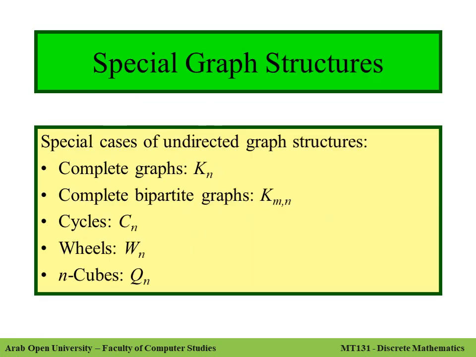Next, we would like to look at special graph structures. And here are the types that we'll look at. We'll look at complete graphs, which is Kn, complete bipartite graphs, which is Kmn. We'll look at cycles, which is Cn, wheels, which is Wn, and finally n cubes, which is Qn. Of course these are special types of undirected graphs.